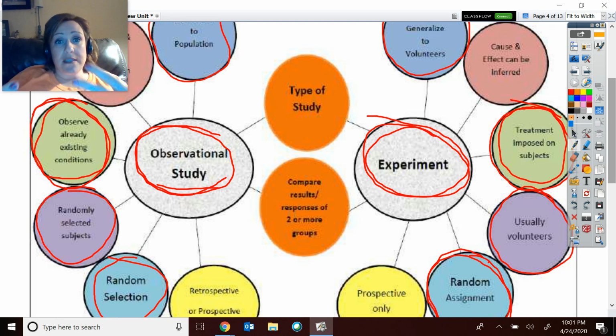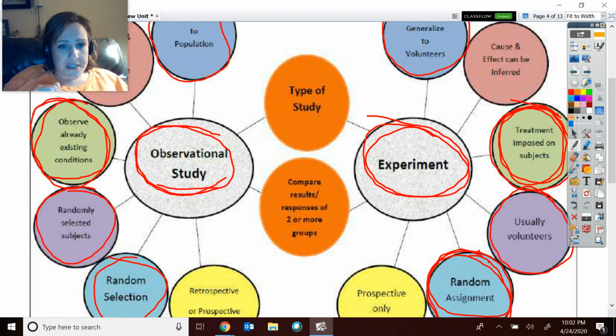And with that randomness, we are hoping to reduce bias by spreading unknown traits evenly to those treatment groups. Okay, mixing up anything, getting the same type of people here and same type of people there, so that the only difference between these two groups is the treatment. Okay, so that random assignment to the treatment groups is what's happening in an experiment.